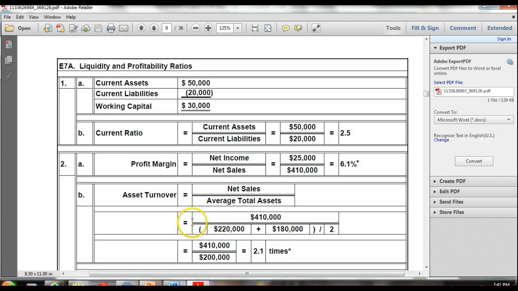So do you see here? We take our 220 plus our 180 divided by 2. That's going to be 200,000, isn't it? So our net sales of 410, divide that by our total average assets. The beginning of the period plus the end of the period, divide that by 2. And our asset turnover here is 2.1.